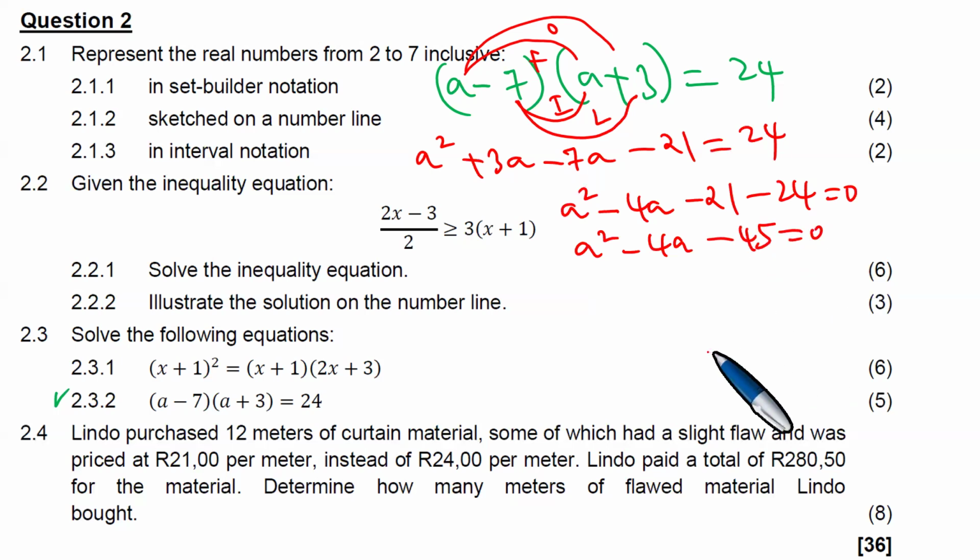Now, minus 21 minus 24 is minus 45 because they have the same sign. You take the common sign, which is negative, and then you add the two numbers, 21 and 24. You get the point? So we continue. What are we able to achieve here at this point?